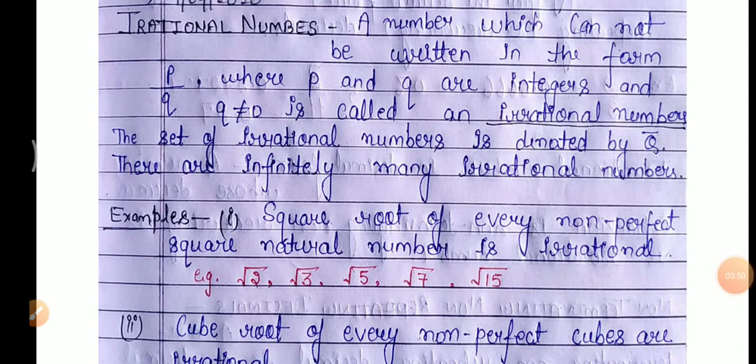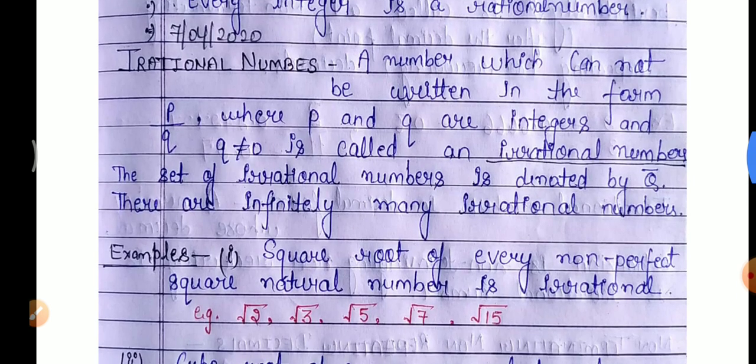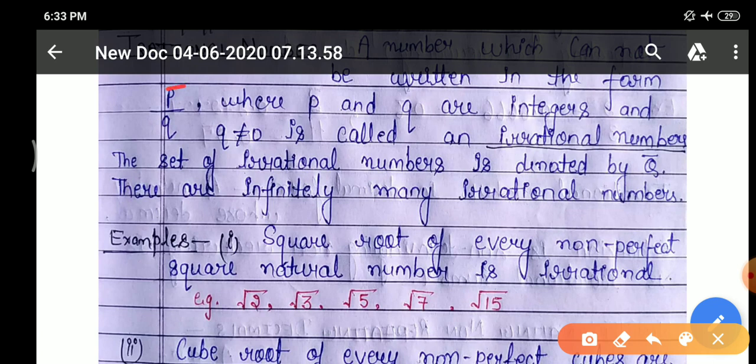Now students, the next is irrational numbers. What is an irrational number? A number which cannot be written in the form p upon q, where p and q are integers, is called an irrational number, and the set of irrational numbers is denoted by Q bar. Okay student, there are infinitely many irrational numbers.